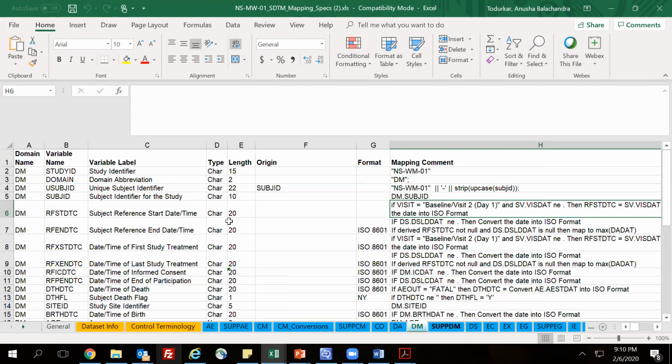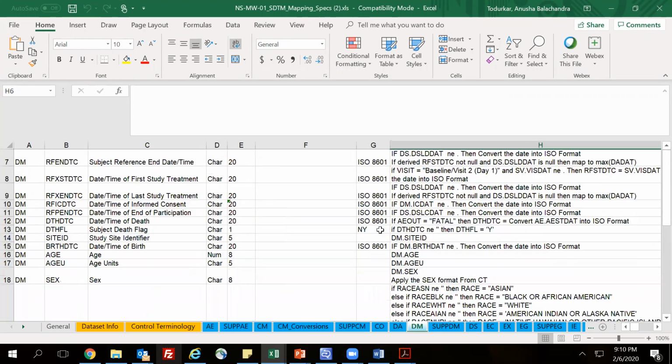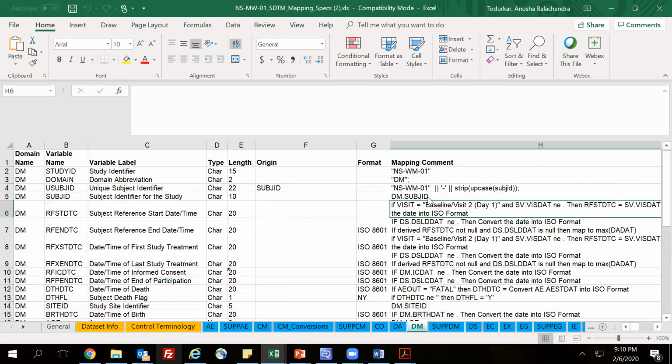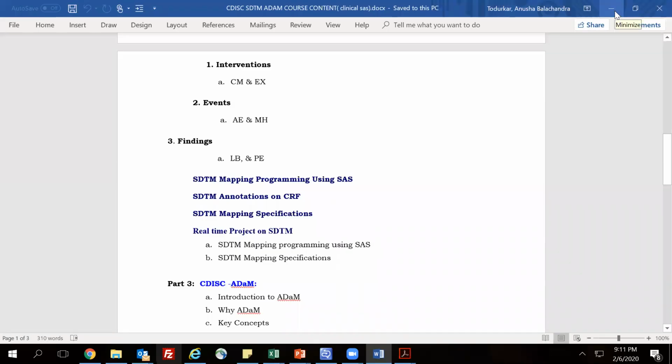So this is nothing but a specification. This is a specification where we have to write the program. Seeing this specification, we have to write the program and generate one data set. Okay. And then later proc compare will be done, and then it will be submitted in the form of tables to the FDA. So this is just an example I gave.